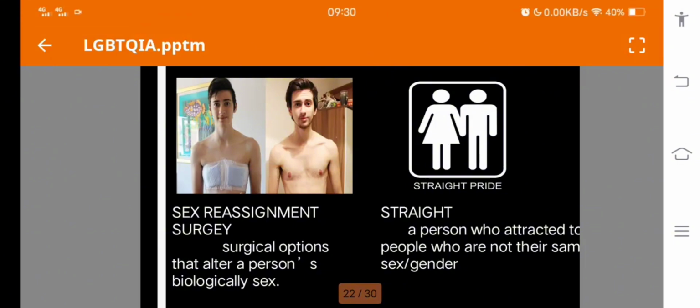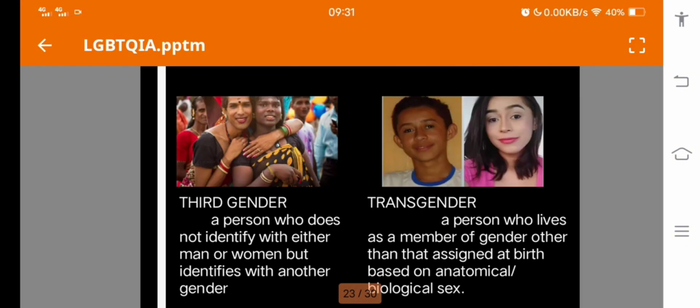Okay, resuming. Straight. Dito na tayo sa straight. A person who is attracted to people who are not their same sex or gender. Kumbaga, heterosexual sila. Ang slang term for them is straight. Okay? Straight is the colloquial term for heterosexual.